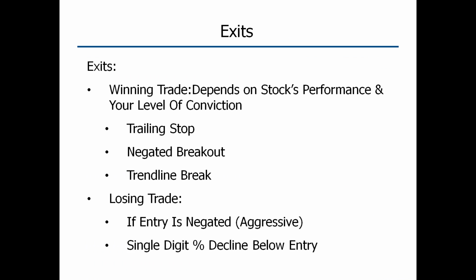Now, a big thing to keep in mind is when you get in. Let's say you get into Apple. When do you get out? So what are the exits? Well, there are two types of exits, which we'll get to in a second. The first type is when you exit a winning trade, which we mentioned before but will get to in depth in a second. The second type is when you get out of a losing trade.